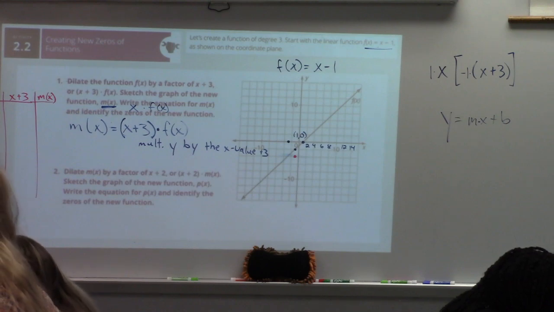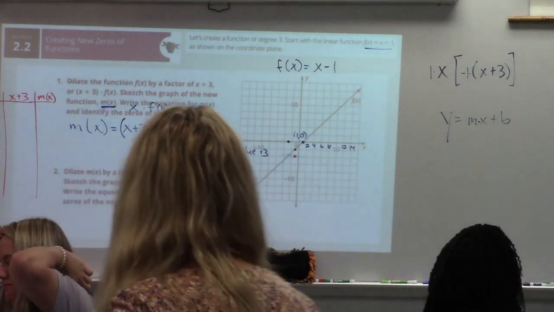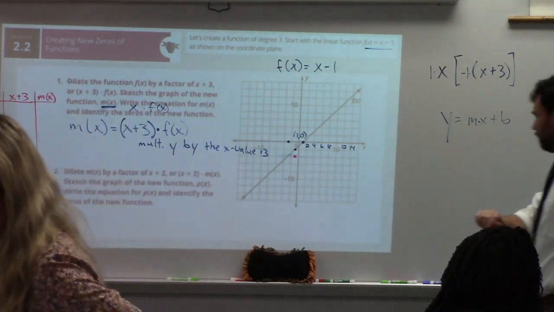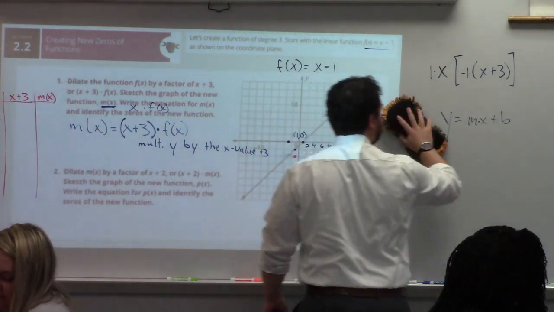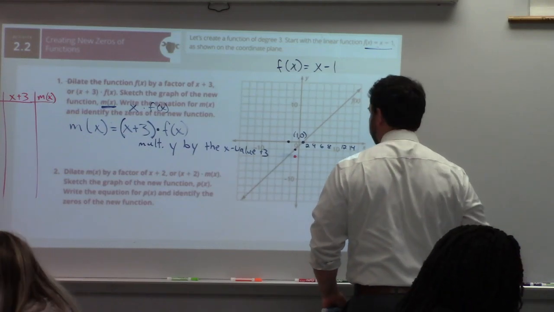Alright, so for this one, it might be a little better to use that equation for your f of x, if you're having trouble finding the value. Yeah, so you're revising your x. Yeah, so x plus 3.